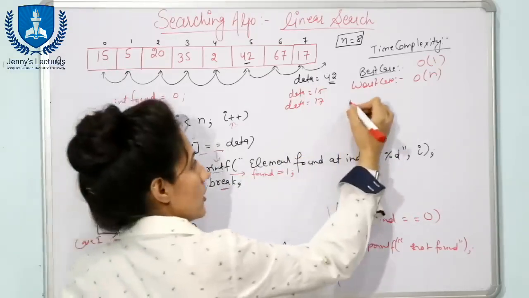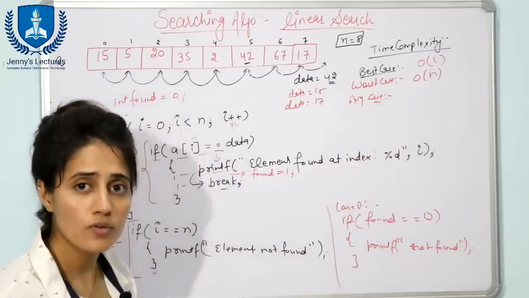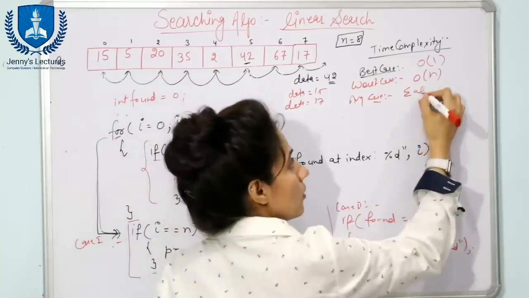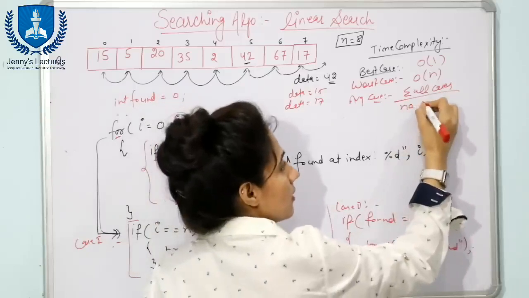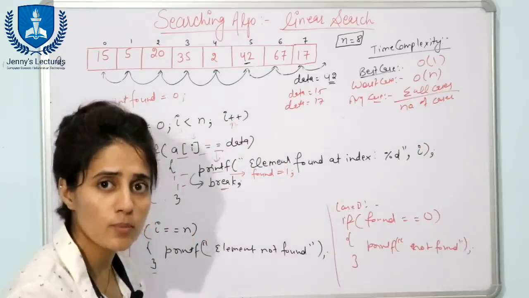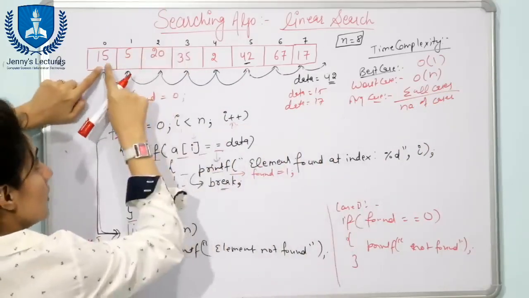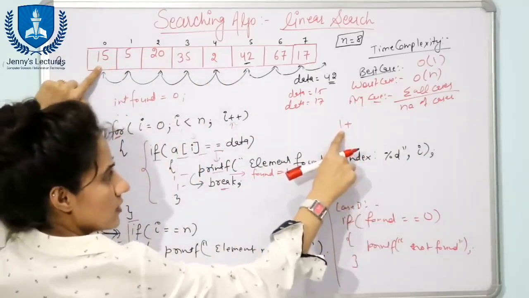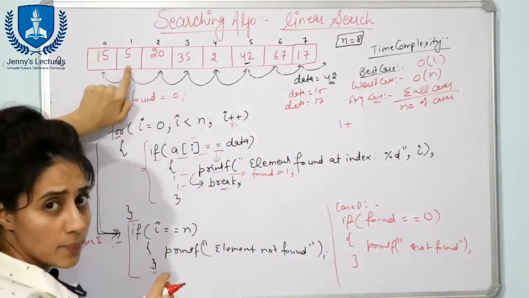Now what about the average case? How to find the average? See, average means the sum of all the cases divided by the number of cases, right? How many cases can there be? One case is the data is present at the 0th index only. In that case, how many comparisons are there? 1 only. Plus, if the data is present at the next index only, in that case, how many comparisons? 2 only.